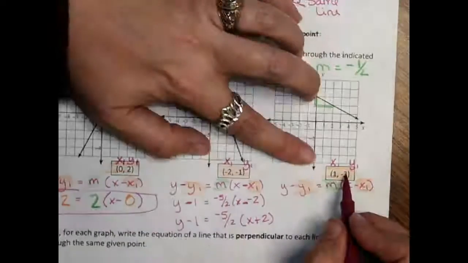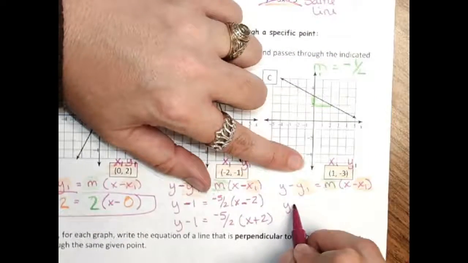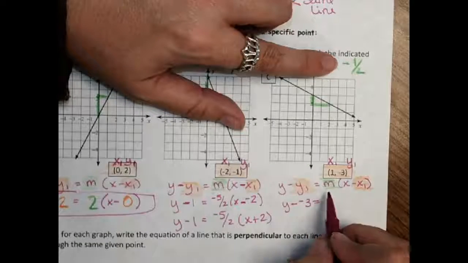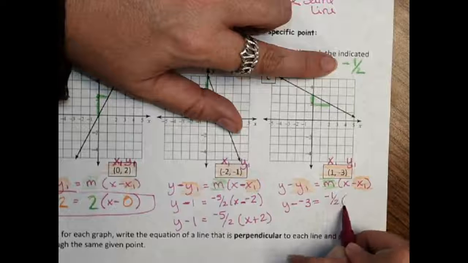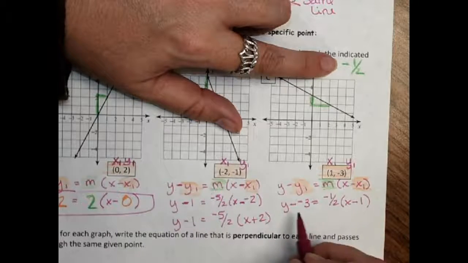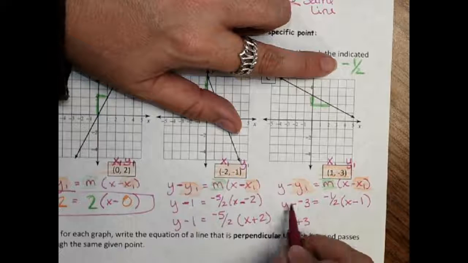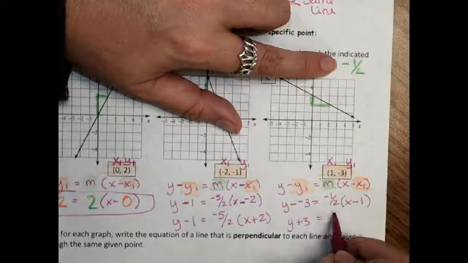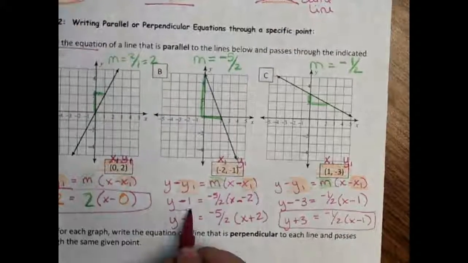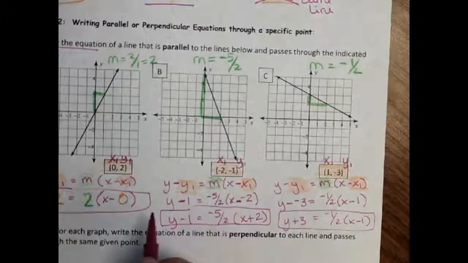Okay, I'm going to do the same thing on this one. My y1 is -3, so it's y minus -3. My m is -1/2 from up here. And x minus x1 is 1. So again, we probably want to rewrite this as y plus 3. There we go.